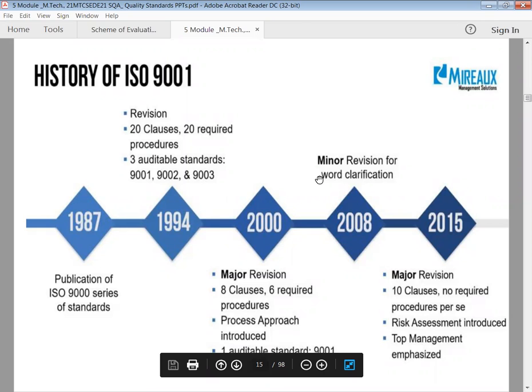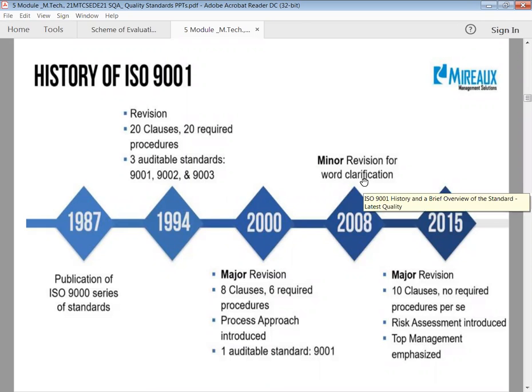And in 2008 they made another revision, a major revision for word clarification. So they clarified each and every term in the various classes and standards. And in 2015, another major revision was made in ISO 9001. 10 classes are mainly what they focused on, and we should follow all the 10 classes.